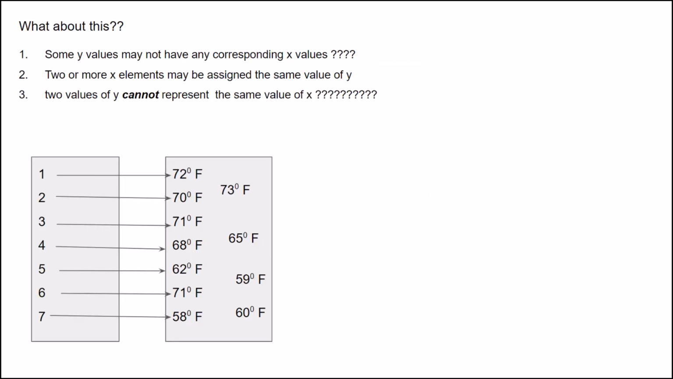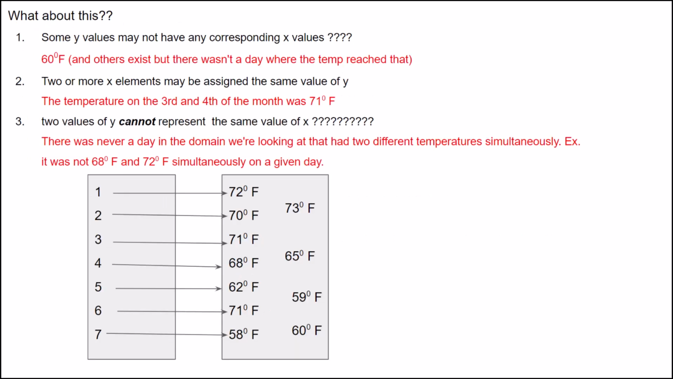So let's pick apart some of the things we said with an example. We said some y values may not have a corresponding x value. So for example, 60 degrees Fahrenheit is an actual temperature. It does exist, but in our given data here, there wasn't a day where the temperature was 60 degrees Fahrenheit. We also said two or more x elements may be assigned the same value of y. Again, the temperature on the 3rd and 6th day of the month was 71 degrees for both days, so that makes sense.